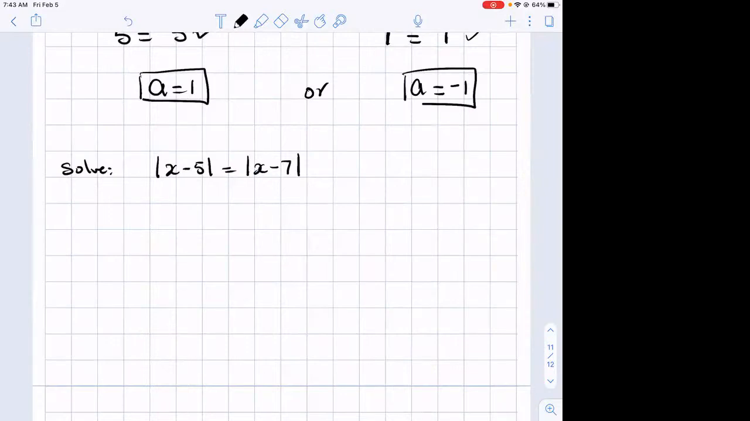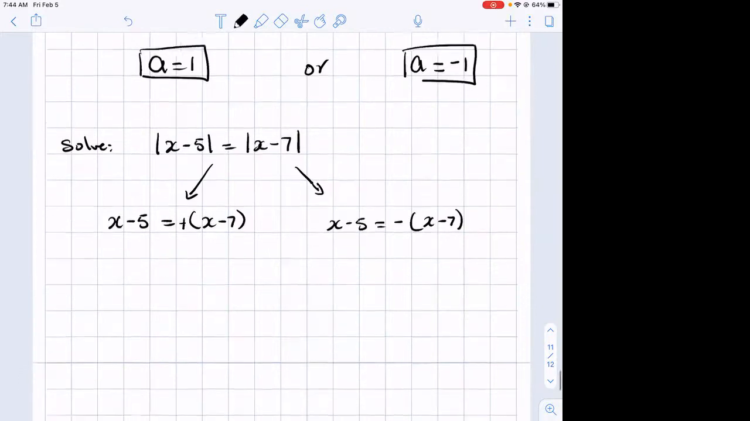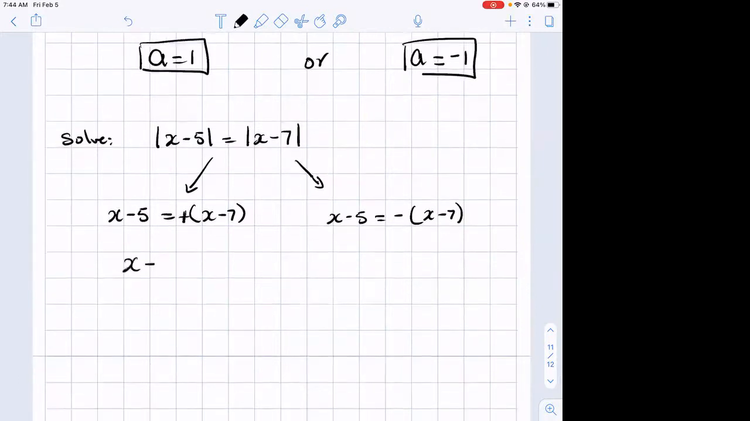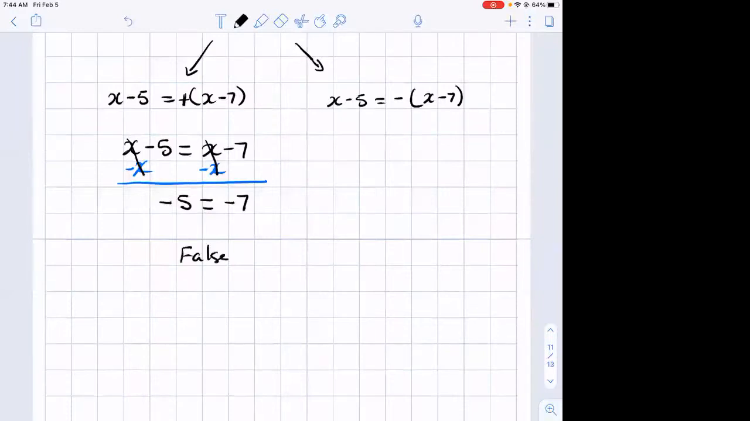So as we said, since the absolute value is isolated, we get two problems. First, we have x minus 5 is equal to the positive part. And then we have x minus 5 is equal to the negative part. So distributing the positive sign doesn't change anything. And then we solve, we always move my variables first. So in this case, I'll minus x on both sides. When I do this, observe this cancels out. We have minus 5 is equal to, this cancels out, minus 7. And here we know this is false. So there's no solution here.